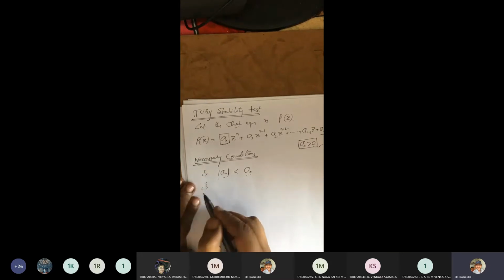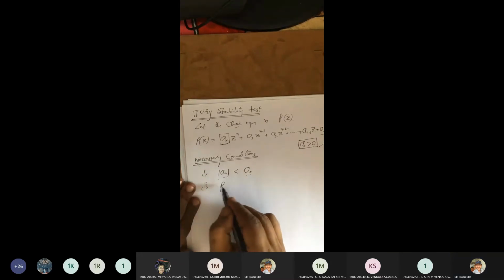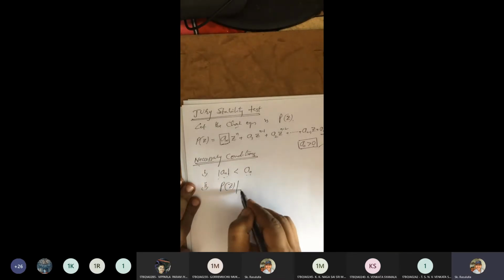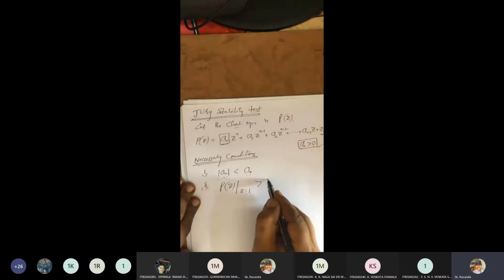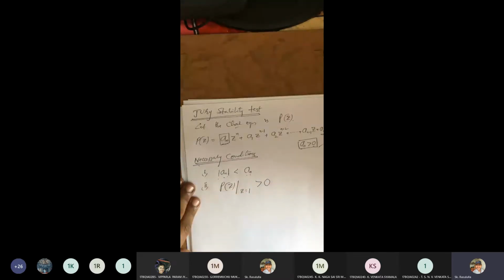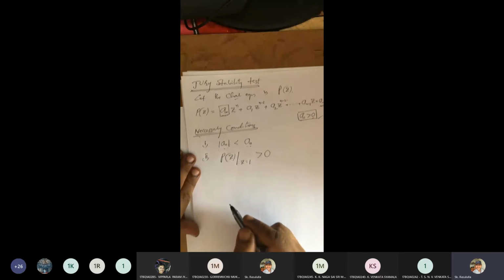Then the second condition, P of z when z is equal to 1 must be greater than 0.